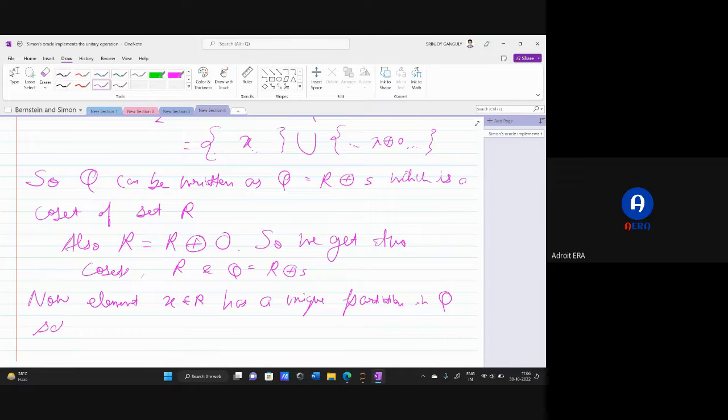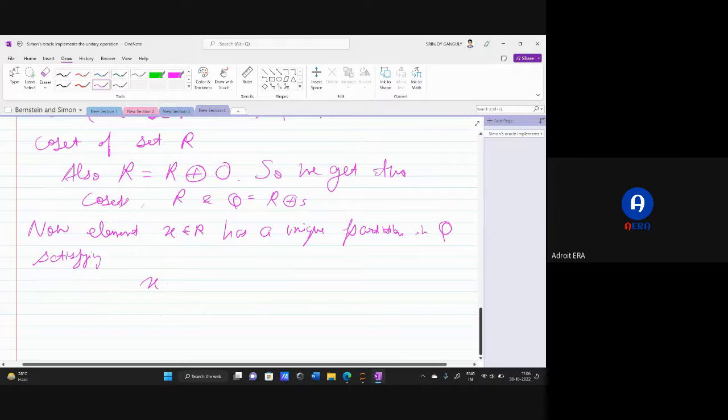What relation do they satisfy? One is x and one is x XORed with s. Remember, Q is equal to R XORed with s, and this time x belongs to R. So we replace R with the element x, because we are taking x as the example element, and therefore we get x XOR s.